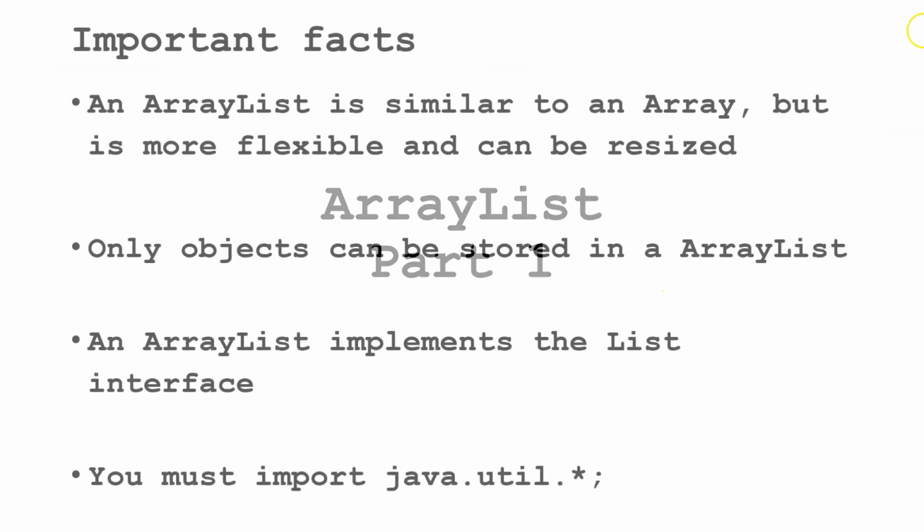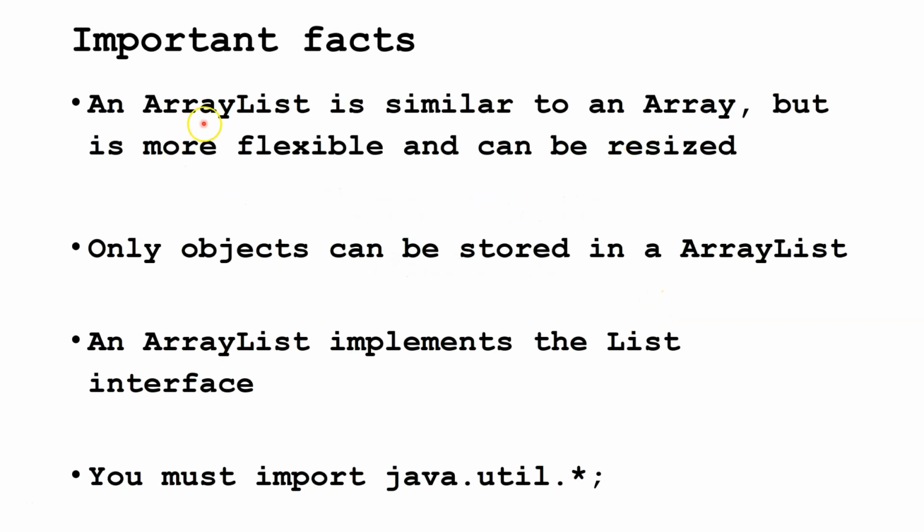In this Java tutorial, we are going to start learning about array lists. Some important facts. Array lists are similar to arrays. However, they are more flexible and they are automatically resized as needed when we add or remove an element. Only objects can be stored in an array list.